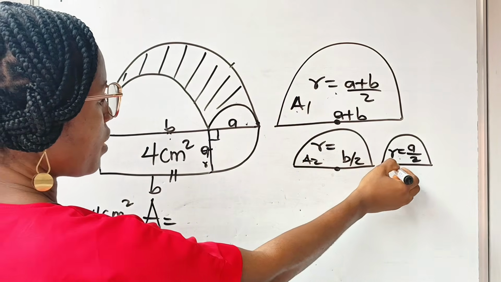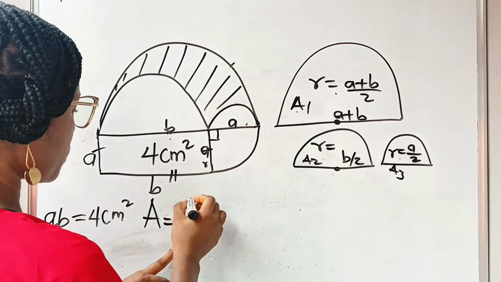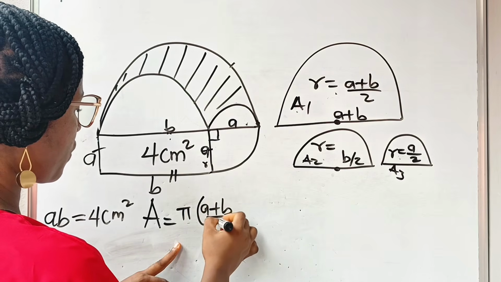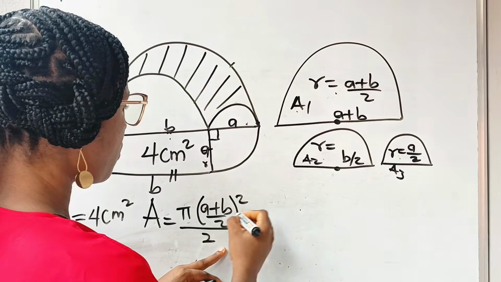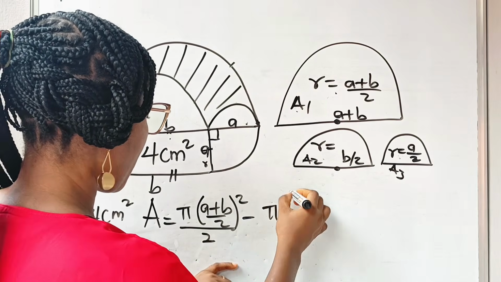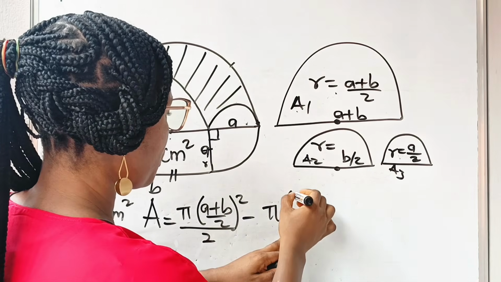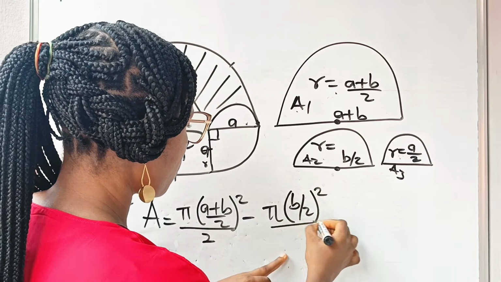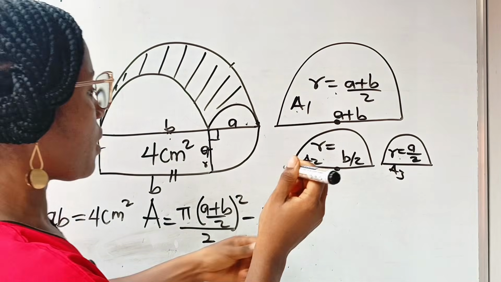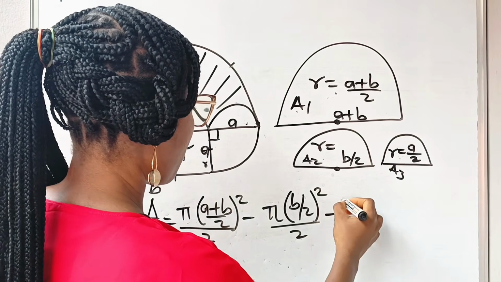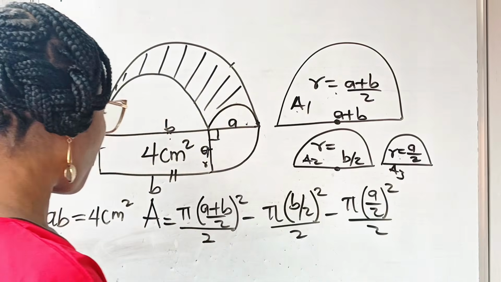Minus A2 minus A3. Now A1 will be pi times, the radius is what? A plus B over 2, all squared, right? Divided by 2. Okay, minus this will be pi bracket, this will be B divided by 2 all squared, all over 2 as well. All right, now this one too will be pi, the radius is A over 2 all squared divided by 2.